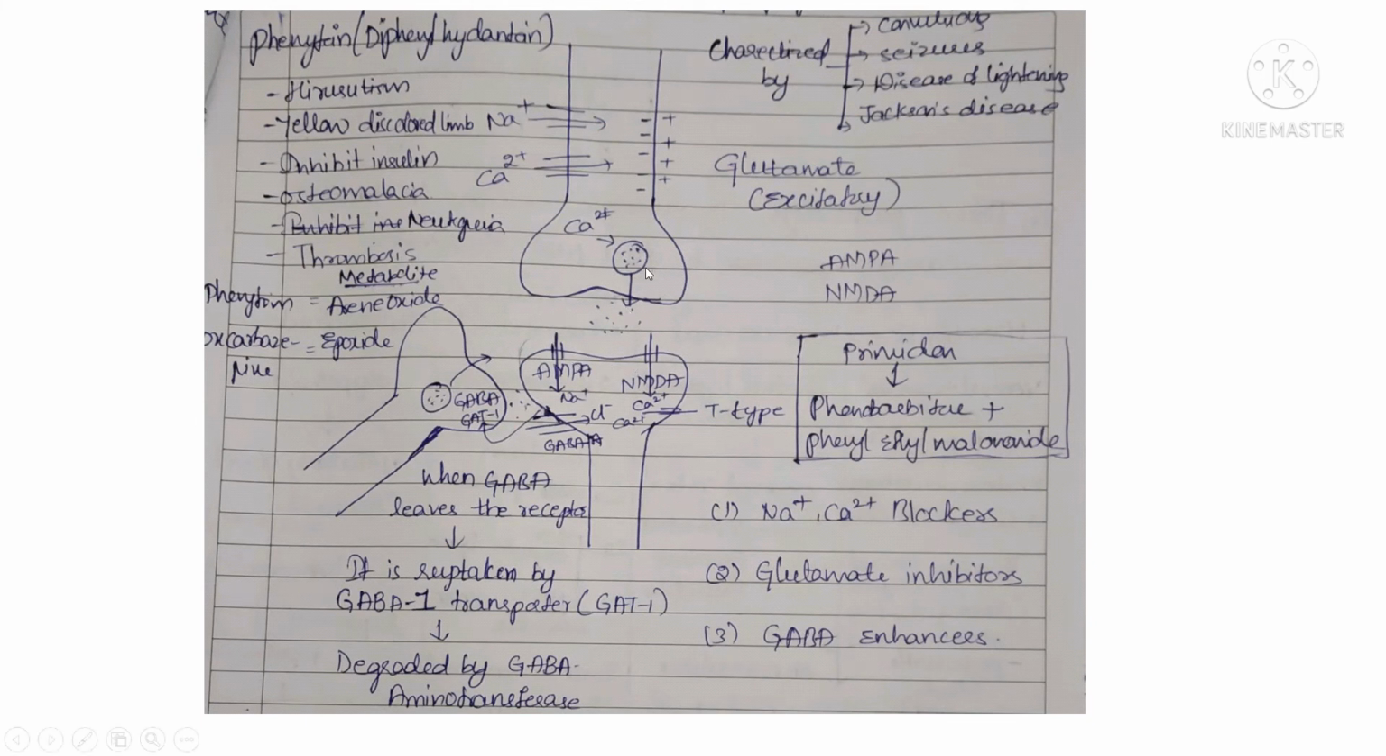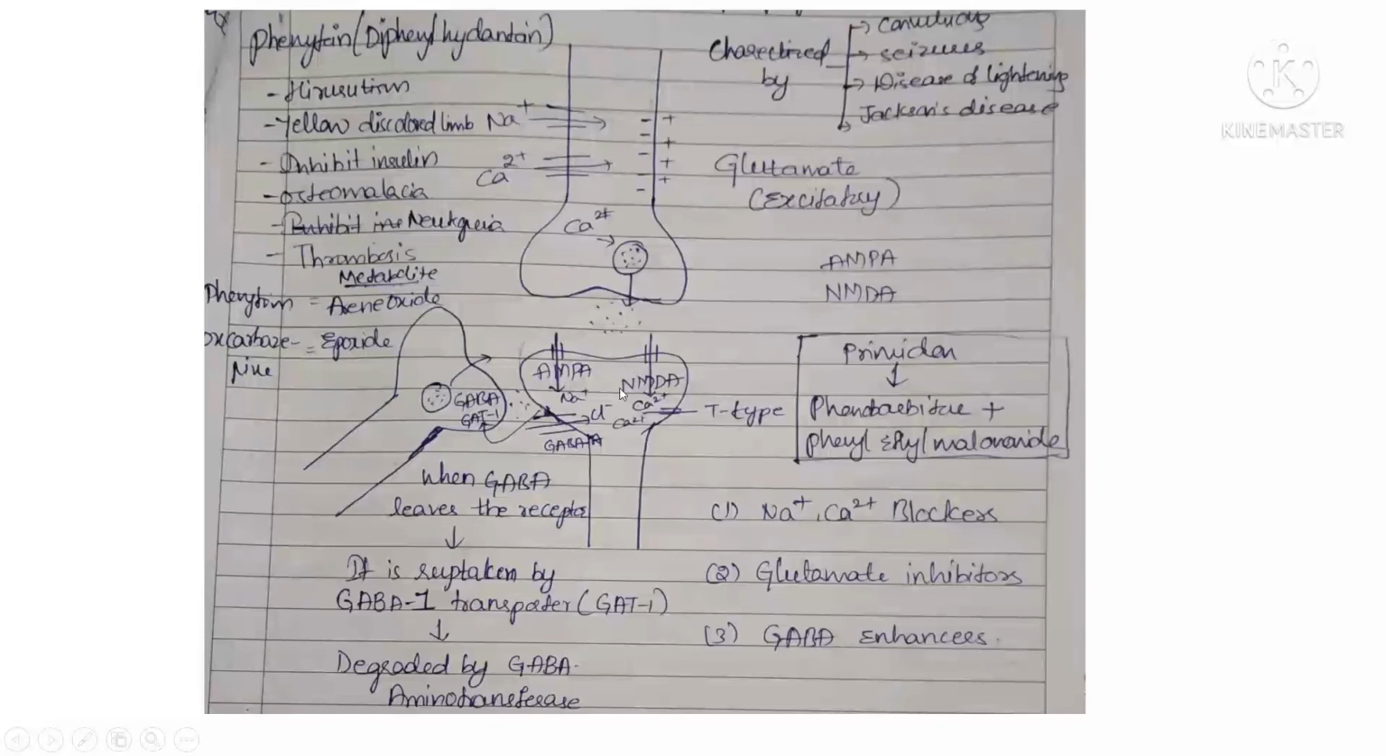Here what happens is, in a normal condition, when there is more excitation, GABA is released from the inhibitory neuron, and it acts on the receptor, and then there is a decrease in excitation. After the excitation is decreased, this GABA is again removed from the receptor, and it is reuptaken by the GABA1 transporter. And then it is degraded by the GABA aminotransferase. But in epilepsy condition, if it happens, then there is a problem for us, because if this GABA is removed from the receptor site, there is even more excitation.